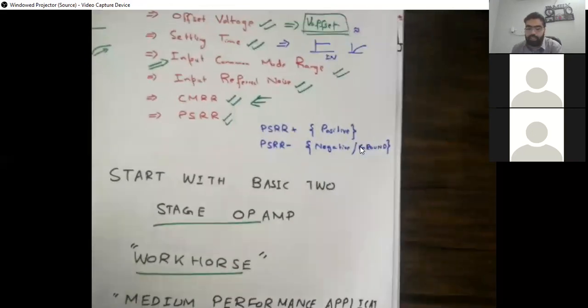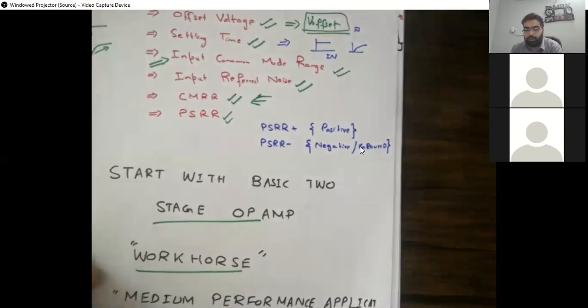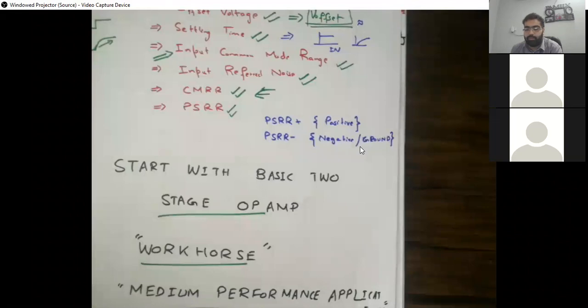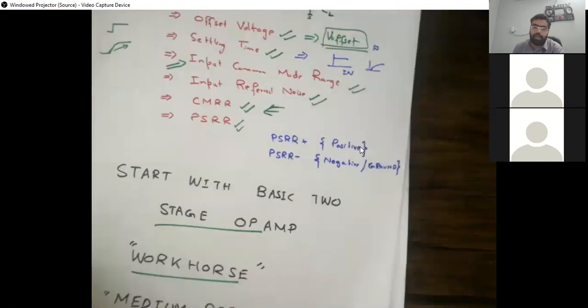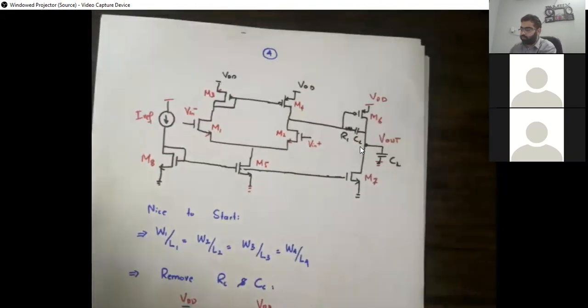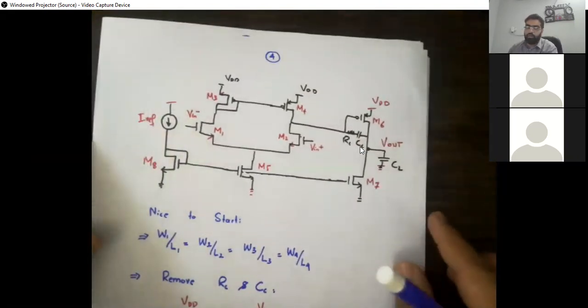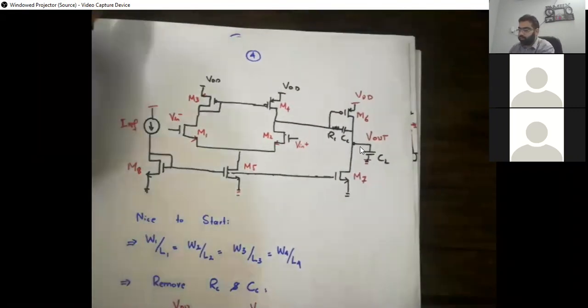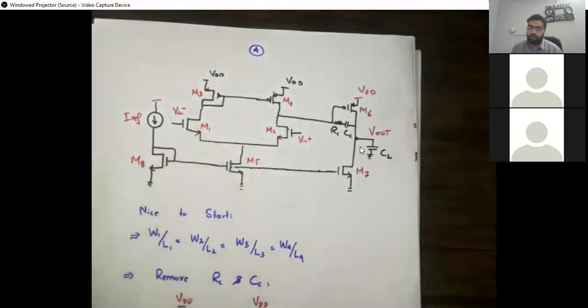So here is where we left off in the last lecture. We are going to talk about and design the basic two-stage op-amp, which is a workhorse for medium performance applications. So we'll start with the basic workhorse, the two-stage amplifier, and start analyzing it. This is a basic two-stage amplifier, commonly known as the workhorse for a lot of applications, and even the advanced topologies are modified versions of this scheme.